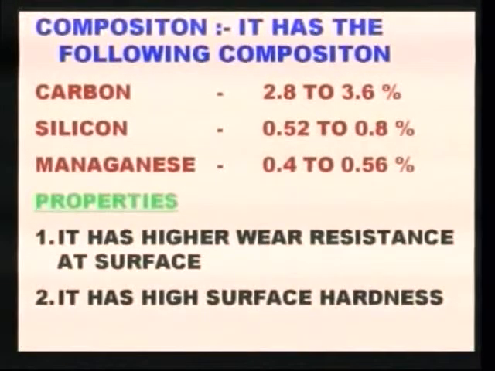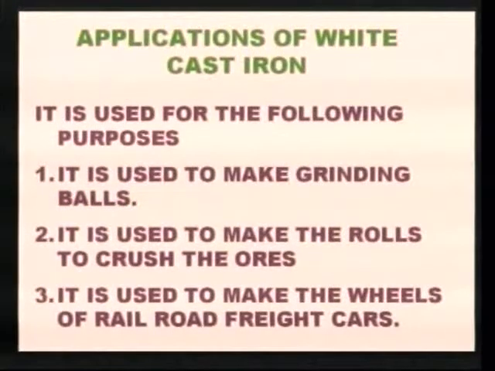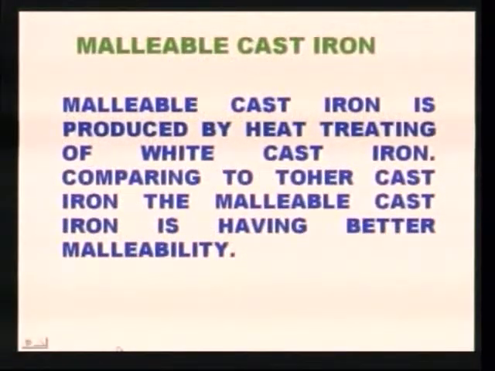The following are some of the properties of chilled cast iron. It has higher wear resistance at surface, and it has high surface hardness. Now we will see some of the applications of chilled cast iron. It is used to make grinding balls, it is used to make the rolls to crush the ores, it is used to make the wheels of railroad freight cars.